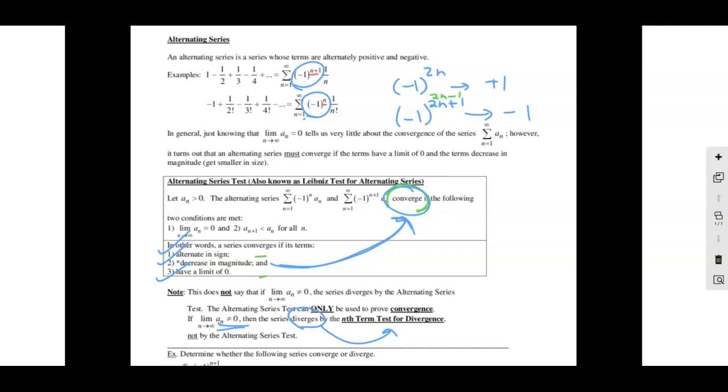Okay, so it's really easy. 3 conditions: alternate in sign, decrease in magnitude, have a limit that's 0. If you get check, check, check, there's nothing else you need to do. If you get check, check, check, then that series converges by the alternating series test. If one of those 3 things is not a check, then that's a problem. Kind of, sort of. I have this little asterisk right here next to the second one.